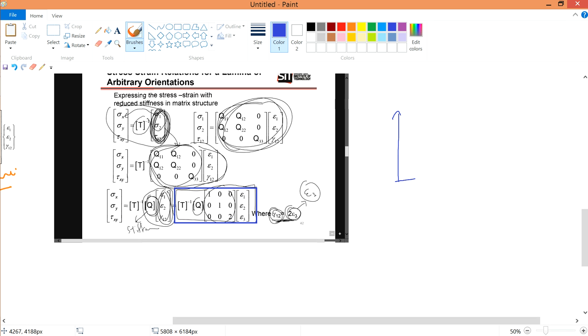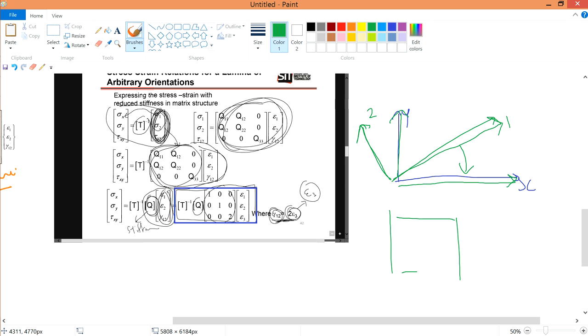And the purpose is why? This is your XY, this is your 1, 2 direction. It is always simple if you translate into the X and Y direction. In other words, it is always good to translate the 1, 2 plane into the global plane, which is the XY direction, for simple calculation. Because let's say your laminate is in this direction, this is only for this template.